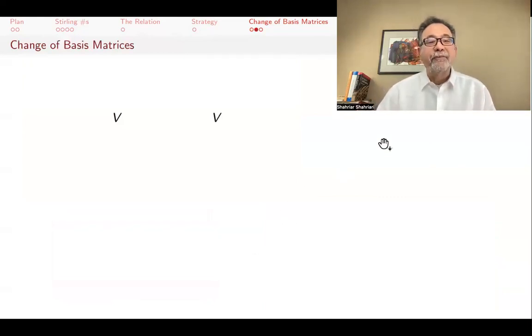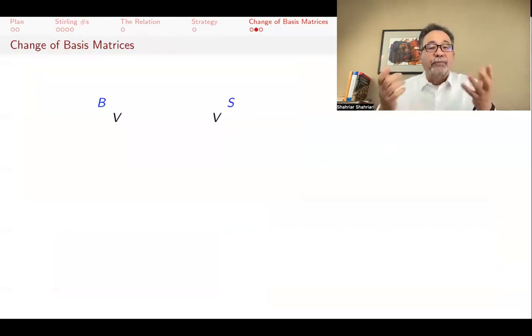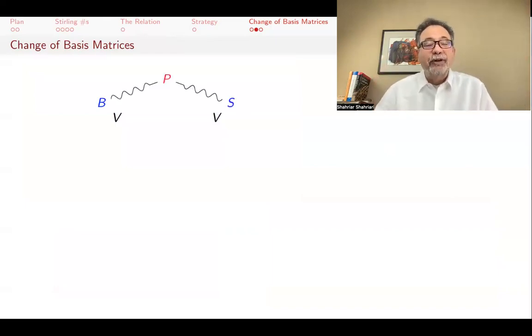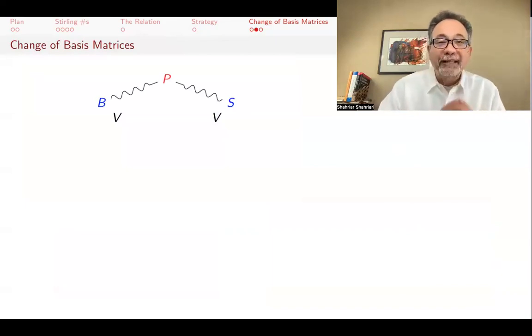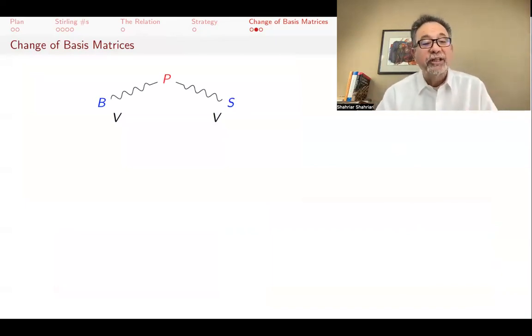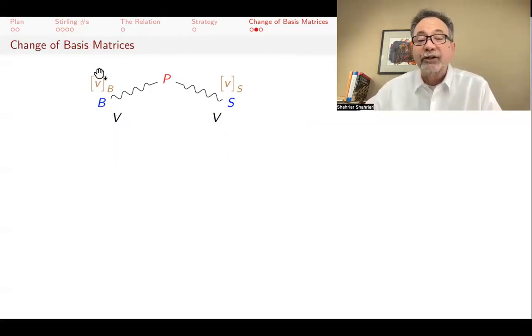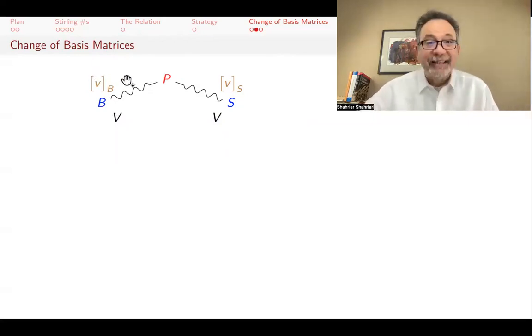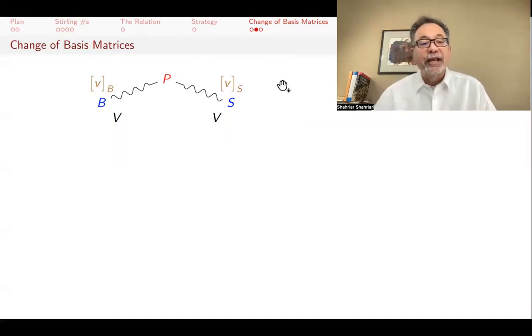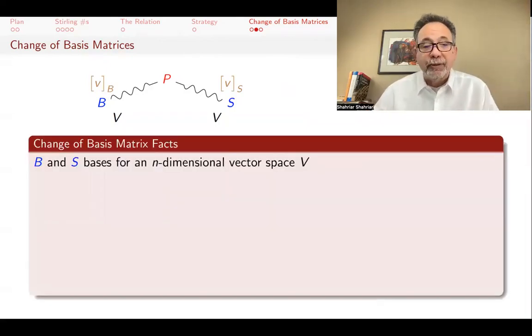But let me repeat what I said and write it more formally. So I have a vector space V, but I think I have sort of two copies of this vector space. And I have two bases for them, a basis B and a basis S. And I want to find this matrix P, which is a change of basis matrix, sometimes called the transition matrix, from the basis B to the basis S. Okay, so what's the deal? What does this matrix want to do? This matrix wants to translate from the basis B. If you have the coordinates of a vector with respect to B, this matrix P translates it to the coordinates of V with respect to S. So B and S are bases for this n-dimensional vector space V.